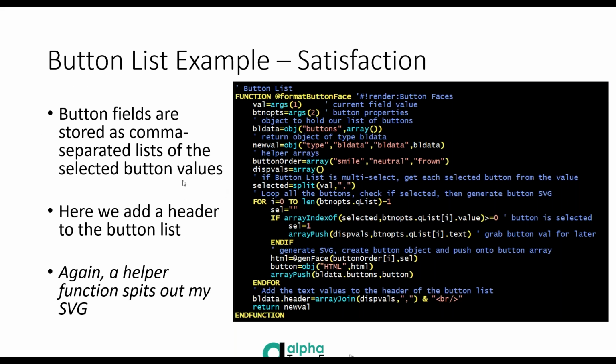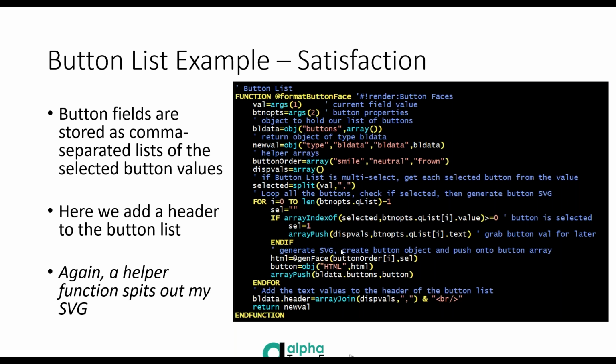In the underlying transform data, it's a comma separated list of values. So in this case, if you have that multi-select turned on your list, then you would get a comma separated string here. So what we're doing here, we get the value. Here we get properties of the button list. We're going to make this object that we need and put a buttons array in it. We're going to create our final value that we spit out. It's an object of type BL data. It has a BL data attribute that is this object that we just created.